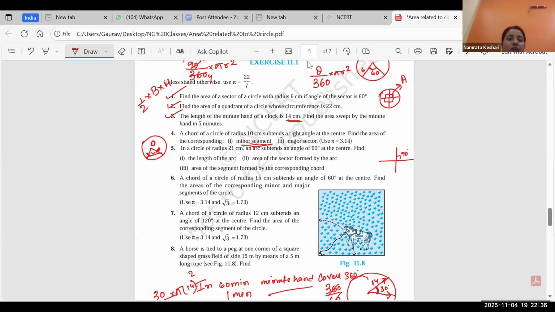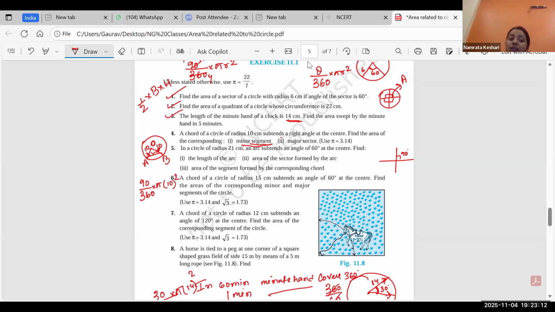Okay, so a chord of a circle of radius 10 centimeters subtends a right angle at the center. Here a chord is there, which is making a right angle at the center. It is making 90 degrees at the center. Radius is given as 10 centimeters. Find the area of the corresponding minor segment. Area of the segment means area of the sector. Sector's area will be theta by 360 into pi r square. R is 10.